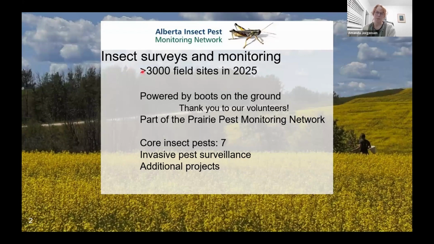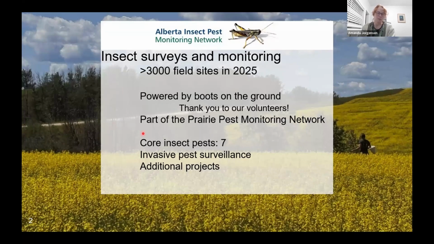In 2025, we sampled over 3,000 field sites, and that is really thanks to all of our volunteers, all of our boots on the ground, the agricultural fieldmen and municipalities who are going out and doing a lot of that collecting. Our team has 3 people on it, and there's no way that we could cover 3,000 fields across Alberta by ourselves. So we greatly appreciate the help that we have.